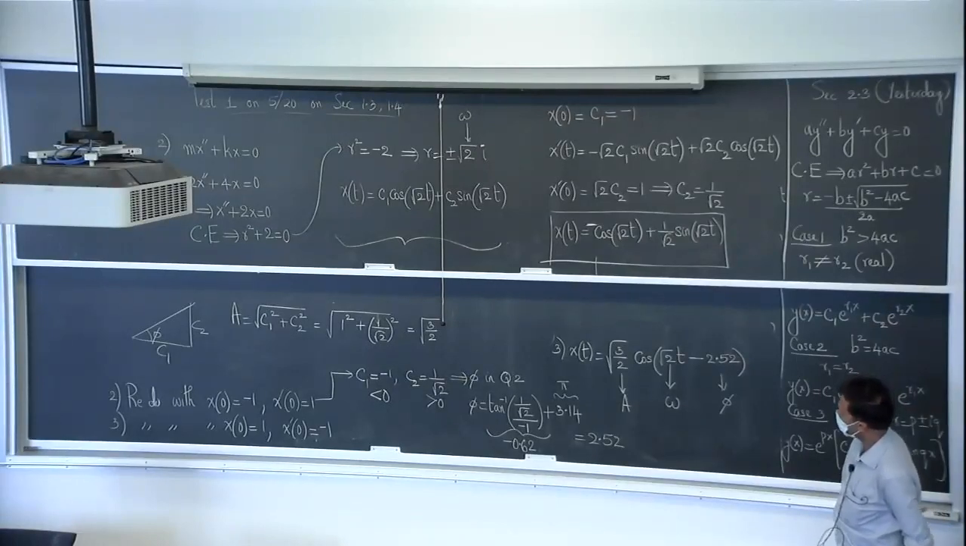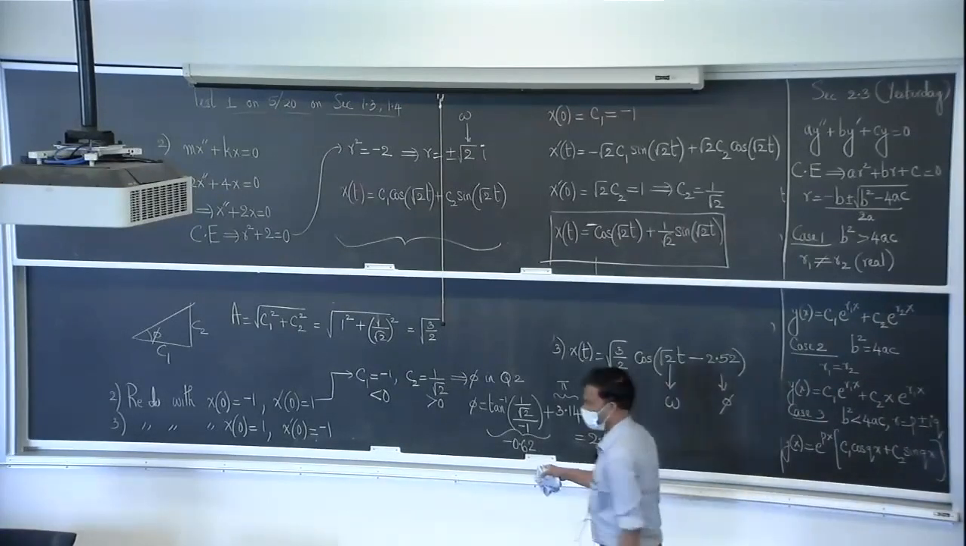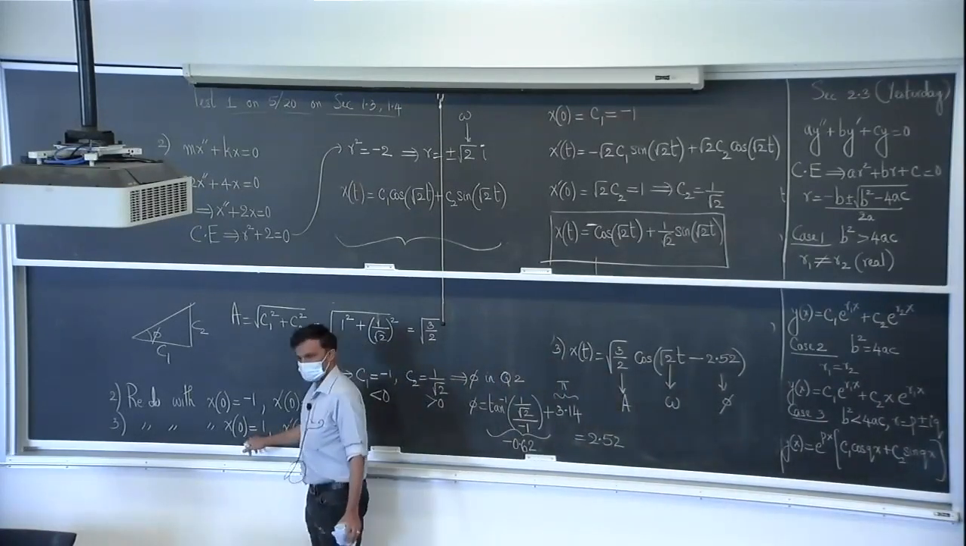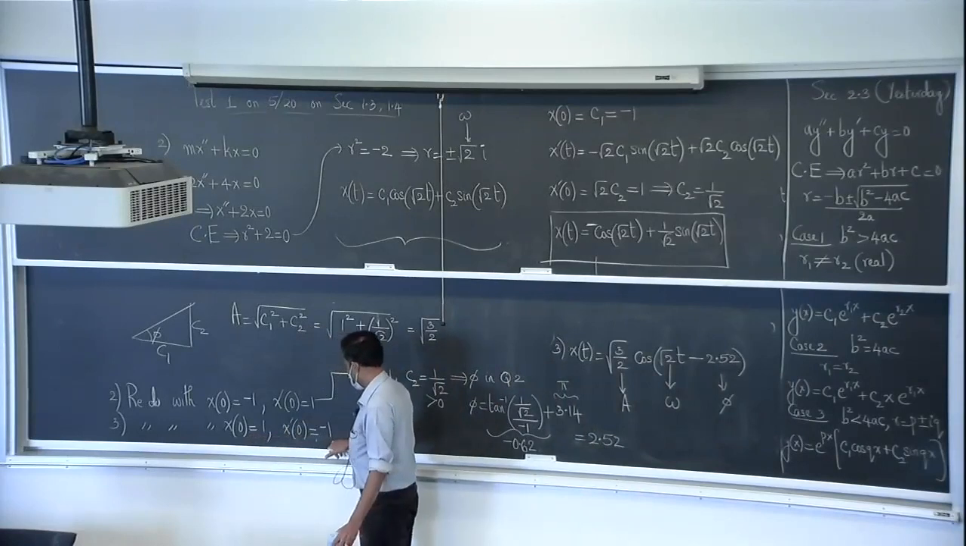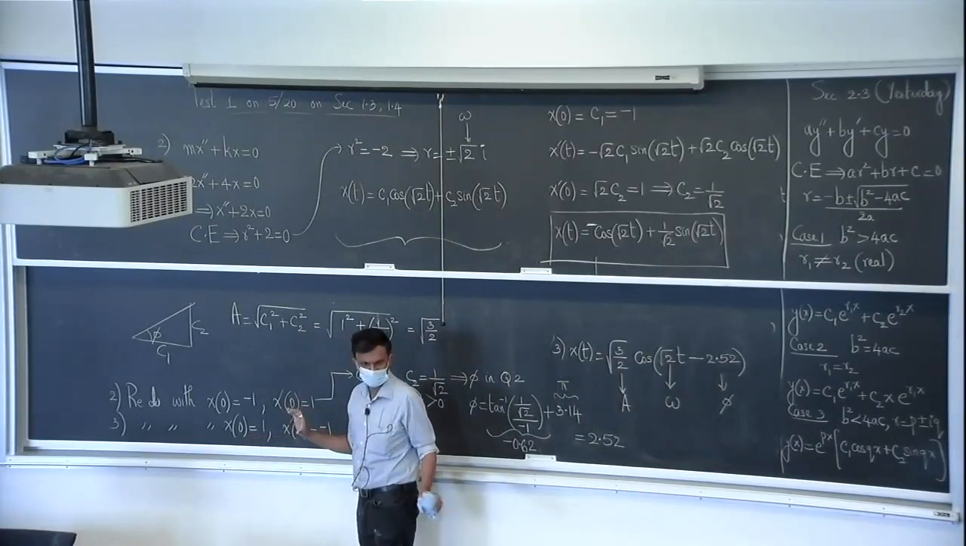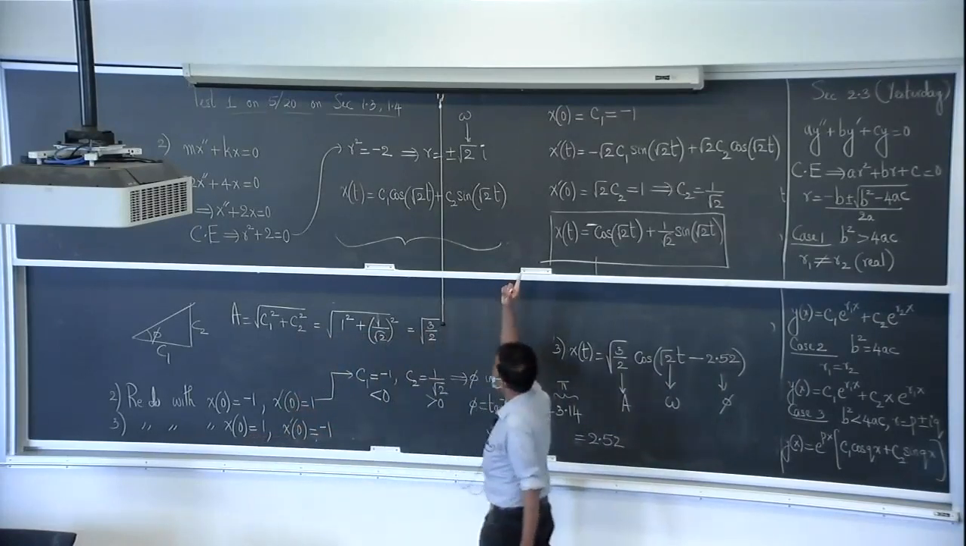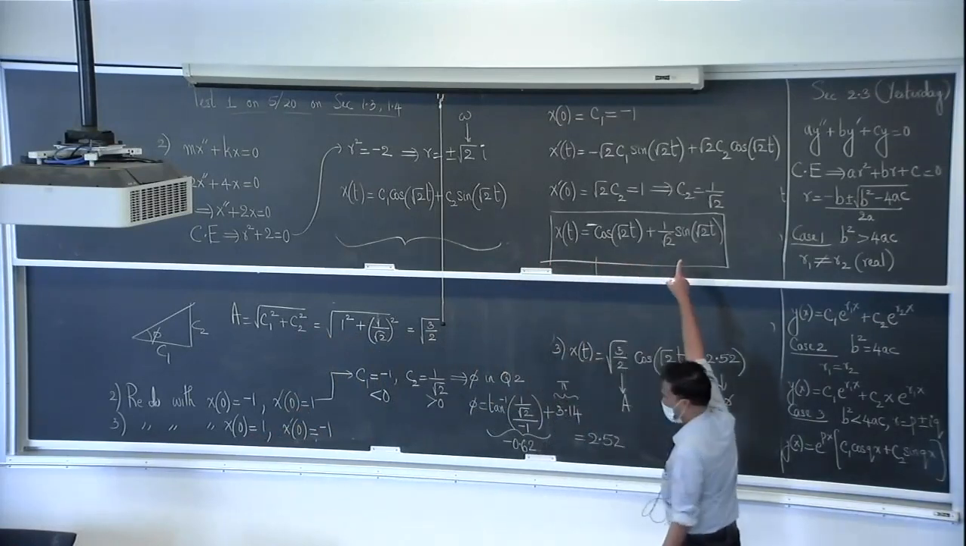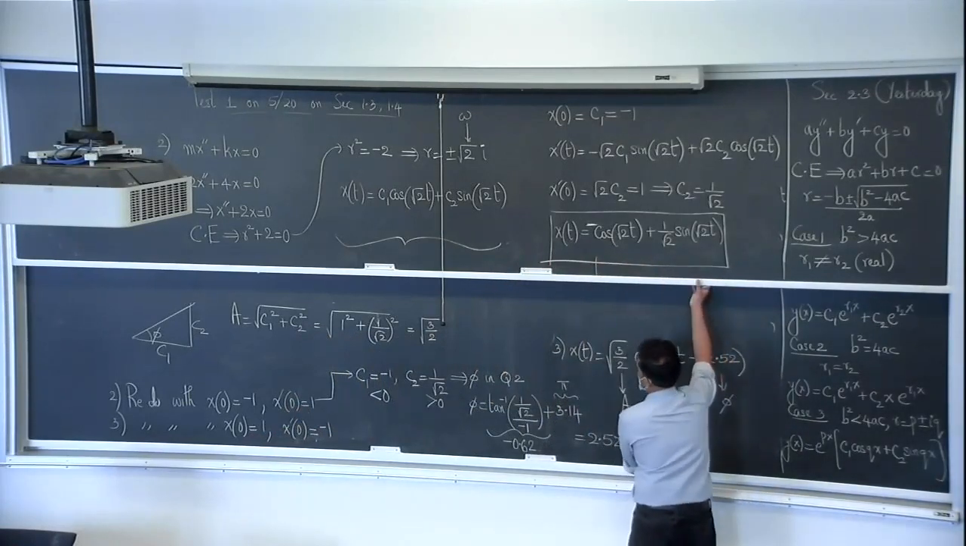So what changes for the next notation of the problem? If x of 0 is 1 and x prime of 0 is -1, what is the only difference here? Yeah, C1 is positive, C2 is negative. Yeah.